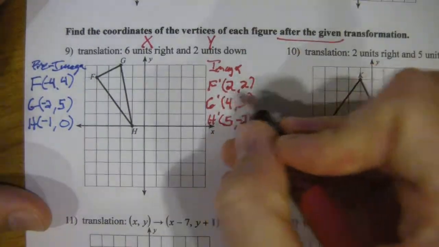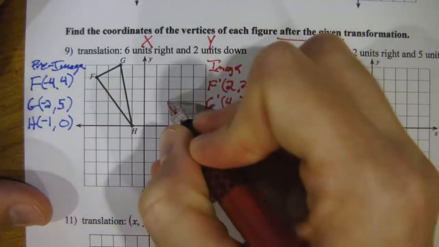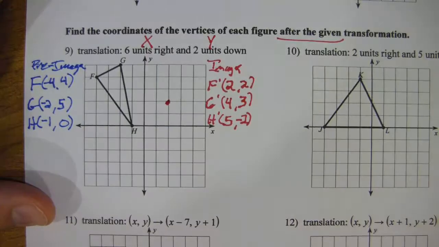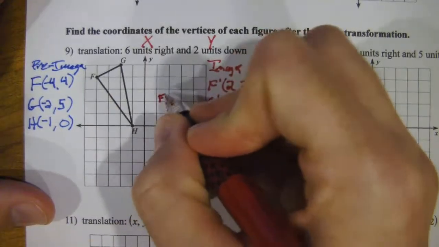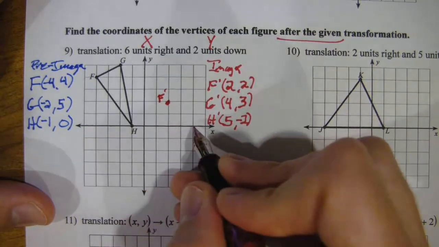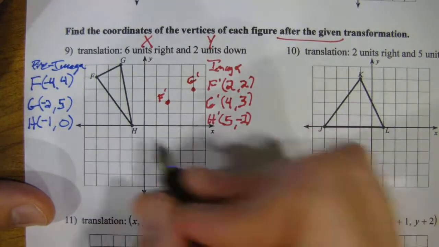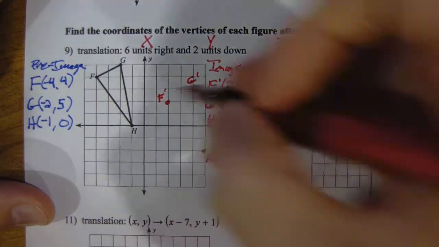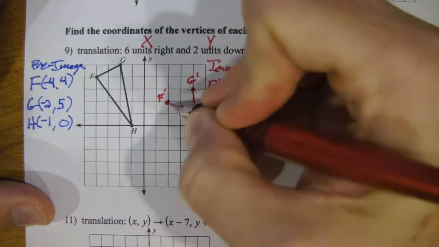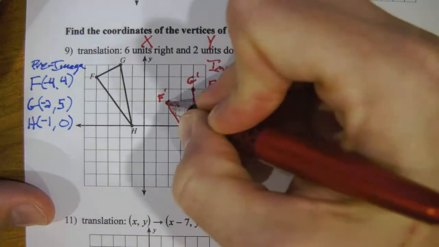So F prime is at 2, 2. So over 2, up 2. So there's F. Oh, better label it. F prime. G is at 4, 3. So there's G prime. H is at 5, -2. So there's H prime. Let me get all of my lines drawn in.